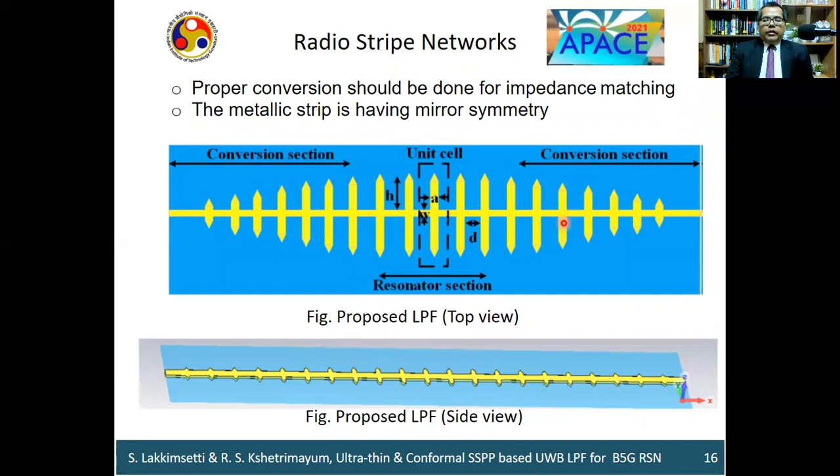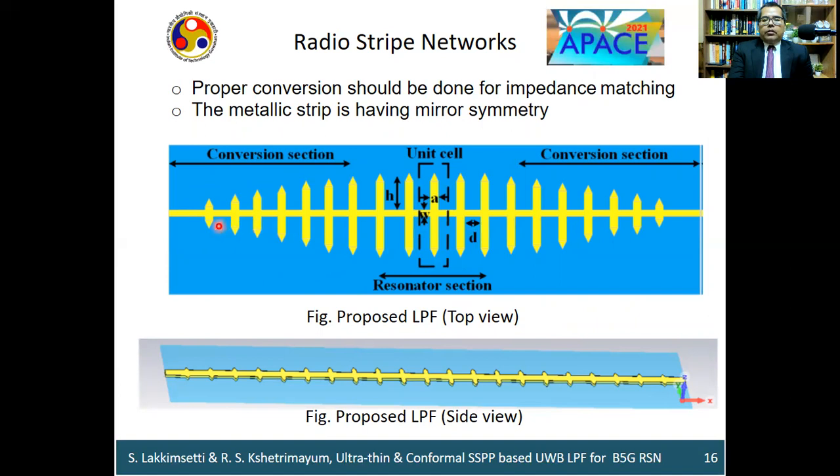Another thing we need to worry about is the conversion between microstrip waves and SSPP waves, from one to the other, with minimal reflection, because we are designing a low pass filter here. Any reflection within the passband is actually unwanted. So we have a convergence section here.